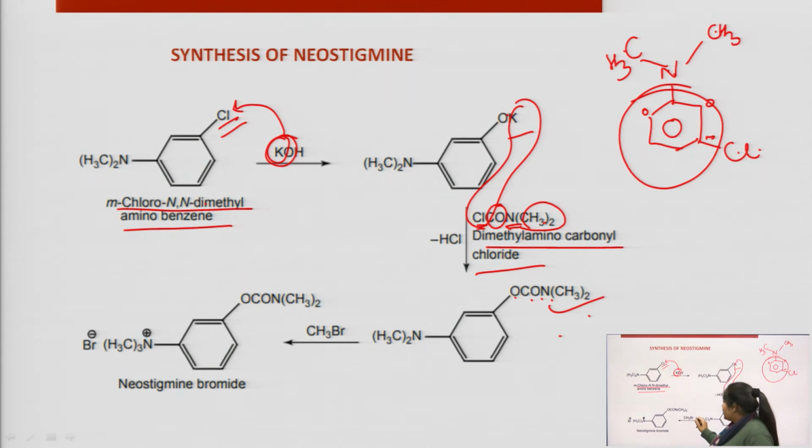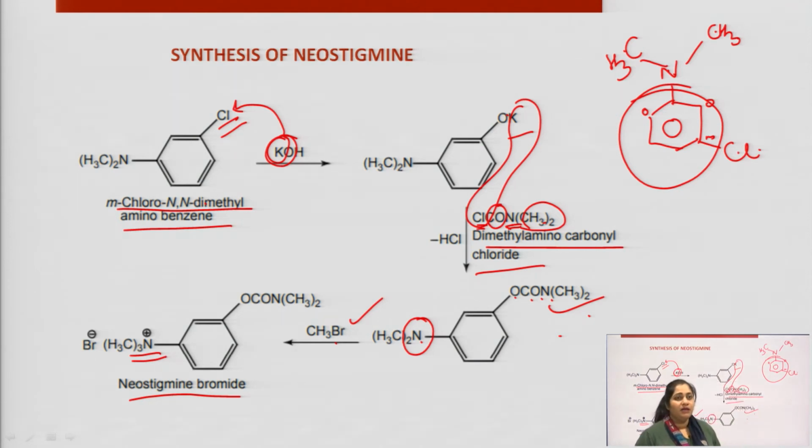Further, by the action of methyl bromide, this amine group has been converted into an ammonium salt, the quaternary salt, and the bromide salt of neostigmine is formed. So, this is neostigmine bromide.